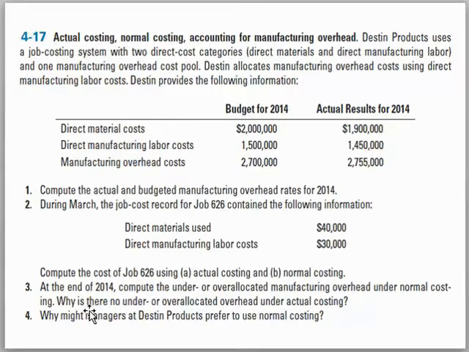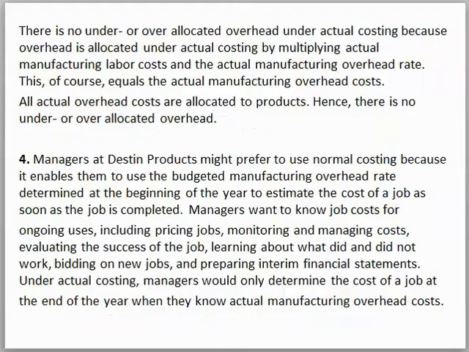He asked also, why is there no under or over allocation under actual costing? There is no under or over allocated overhead under actual costing because overhead is allocated under actual costing by multiplying the actual labor cost, which is the actual base, by the actual rate, which is the actual manufacturing overhead rate. This, of course, equals the actual manufacturing overhead costs. All actual overhead costs are allocated to products, hence there is no under or over allocation for the overhead.